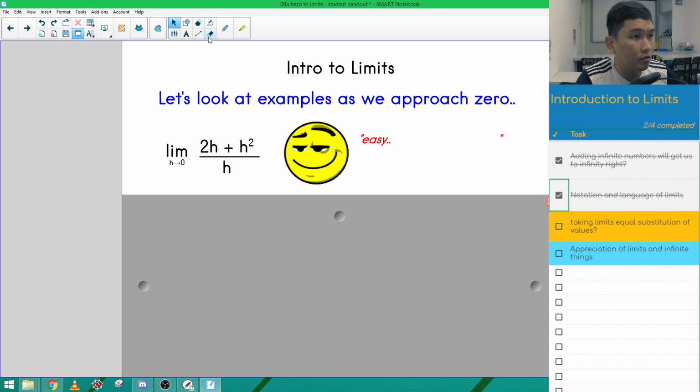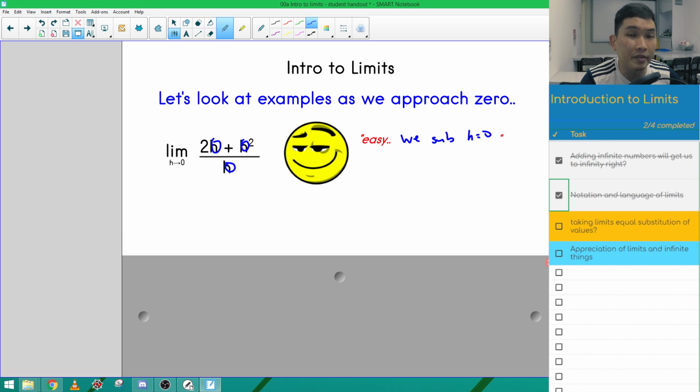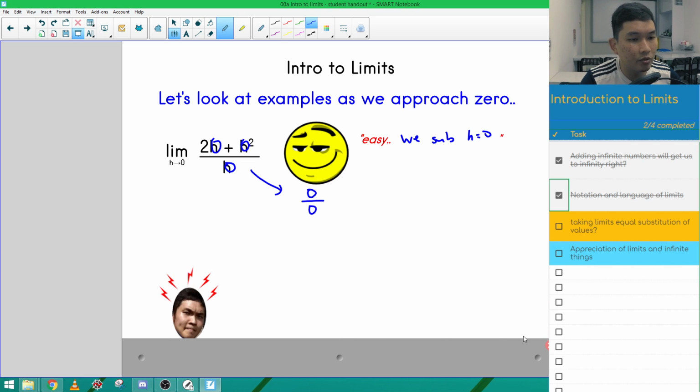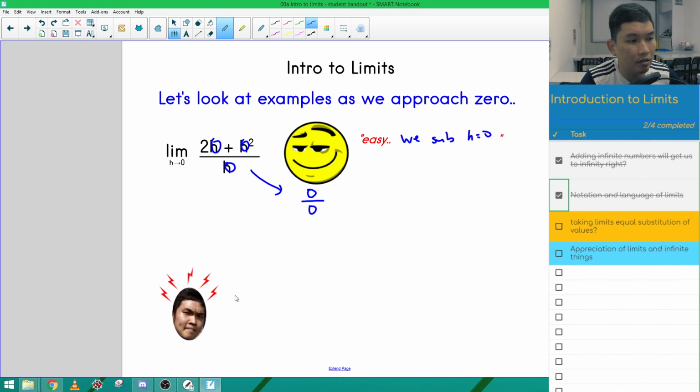Right off the bat, I know a lot of students will think, if h approaches 0, why don't we just substitute 0 inside here? This will be 0, this will be 0, this will be 0. Easy, we sub h equals 0. What is the problem with that? The problem is you end up with 0 over 0, and you see a very angry Mr. Wu at the bottom. Please write down, that's a no.